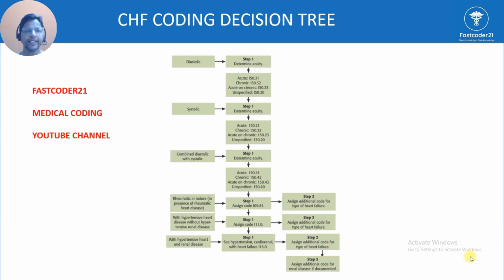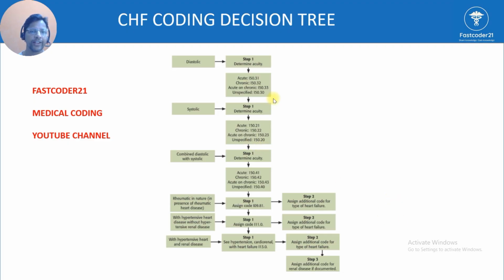So now we will see the CHF coding decision tree. Whenever you want to code CHF, we need to check the acuity. Acuity means severity basically. So whether it is diastolic or systolic or combined diastolic and systolic. For example, in the documentation, if we see diastolic heart failure.